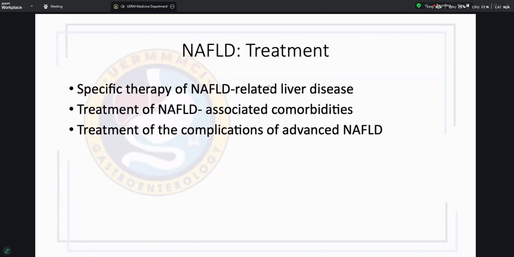There is no specific therapy for the treatment of NAFLD. You may have heard about phospholipids, silymarin, etc., but these are actually just supplements. What we often do is identify the metabolic factors associated with NAFLD. So we check for obesity, insulin resistance, metabolic syndrome, dyslipidemia, and these are the ones that we treat. And of course, we treat the complications of advanced NAFLD, and this one we will discuss later.